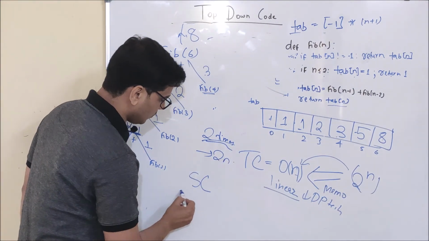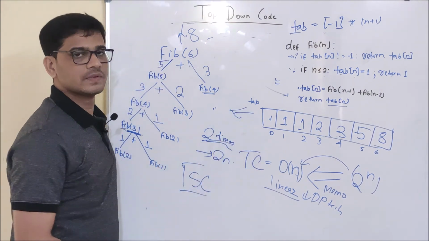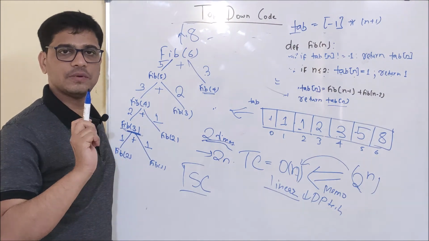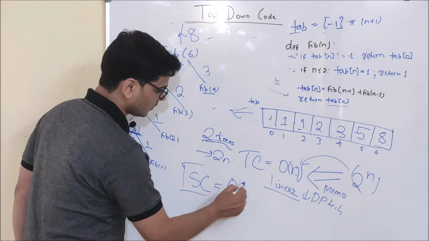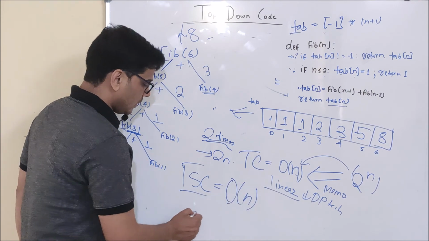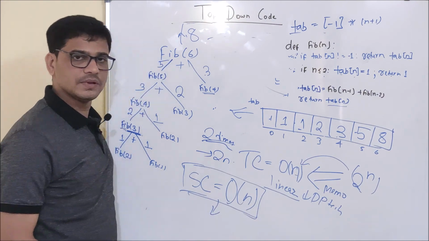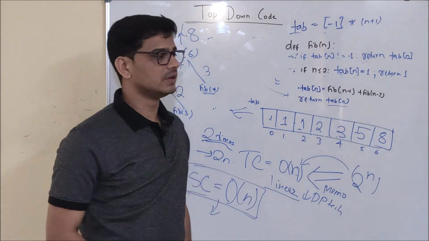Now space complexity. See, I am using a list of size n and dimension 1. So space complexity will be order of n. I have a question for you. Can we reduce this space complexity? Please answer this in the comment section.